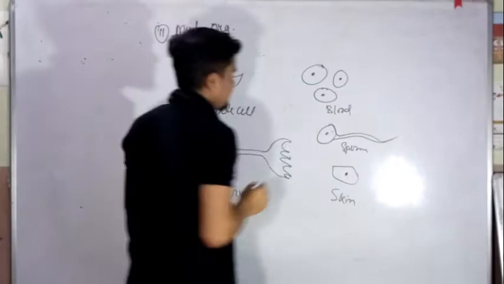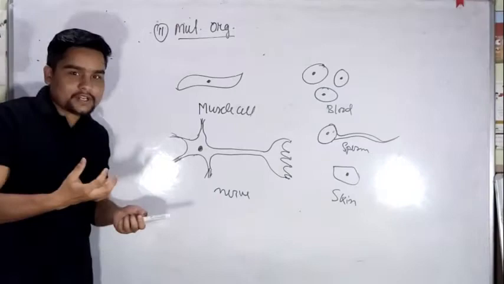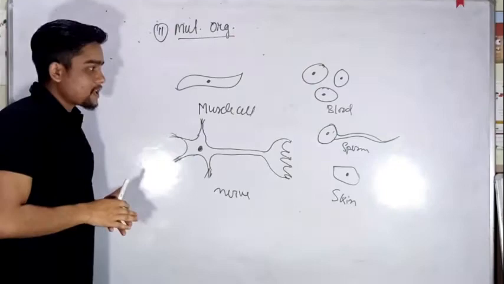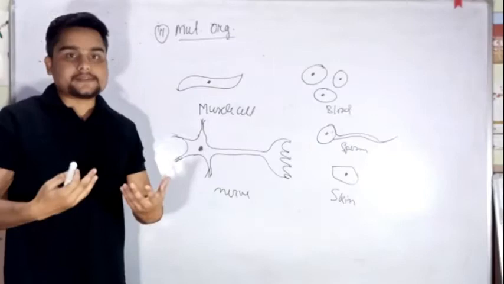So in the human body, the cells have different structures and different shapes, and different types of cells have different functions. The human body is like a human machine.